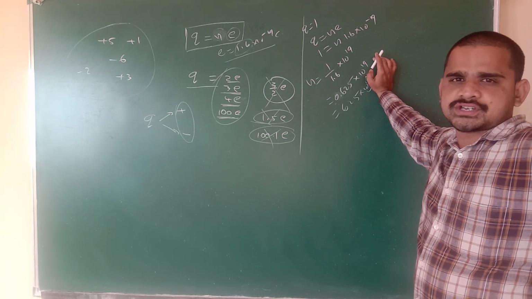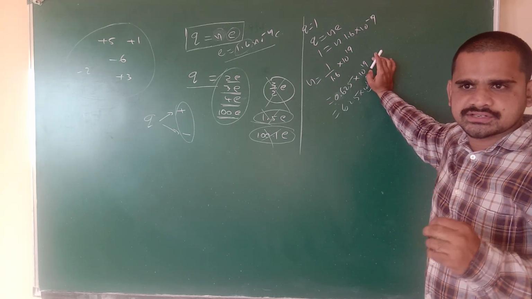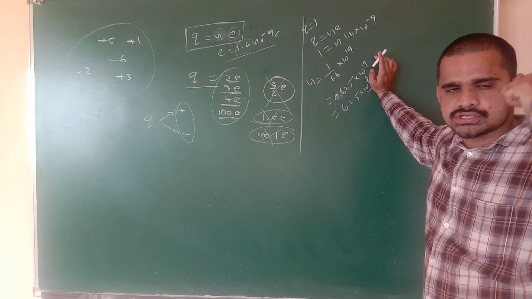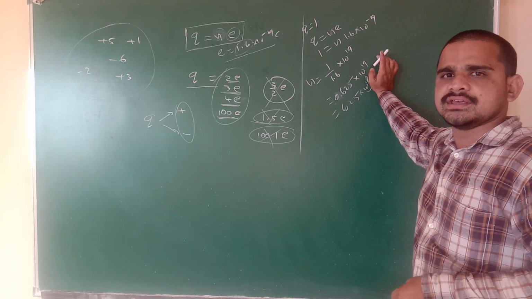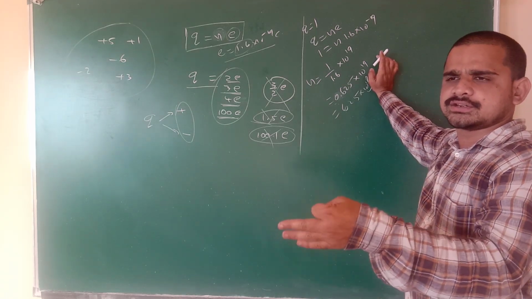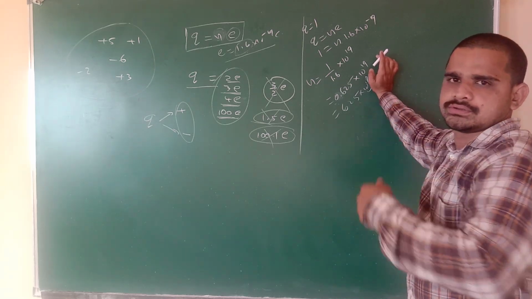In any body, if you know the charge, we can identify how many electrons or how many protons are there. If it is a negatively charged body, they are electrons. If it is a positively charged body, they are protons.